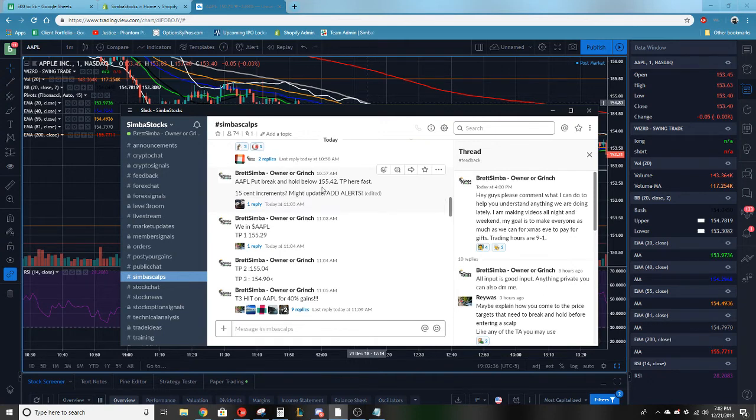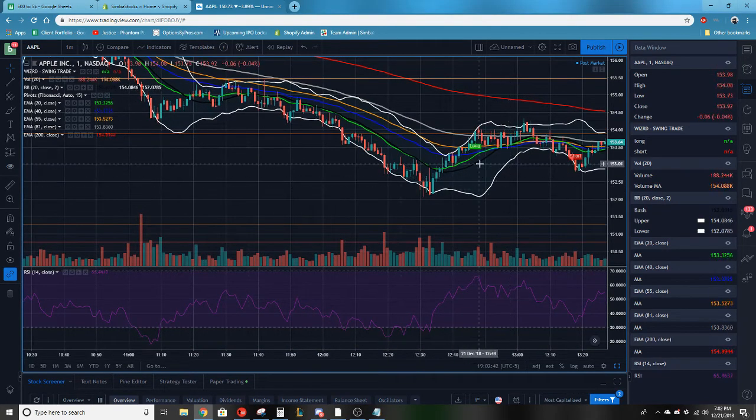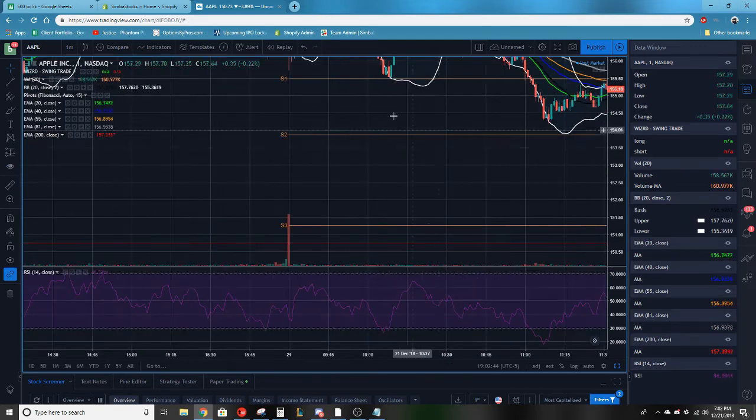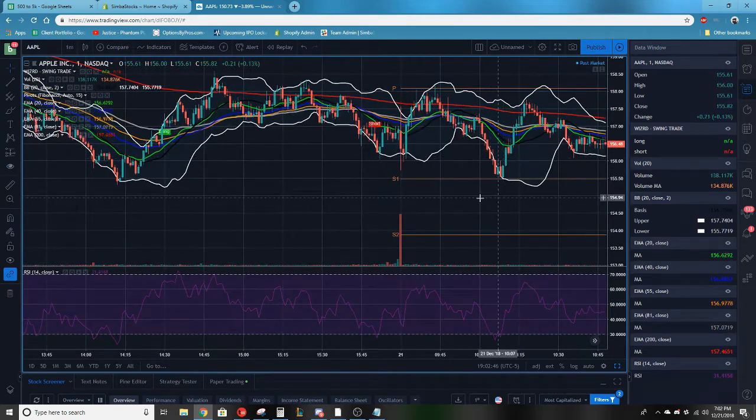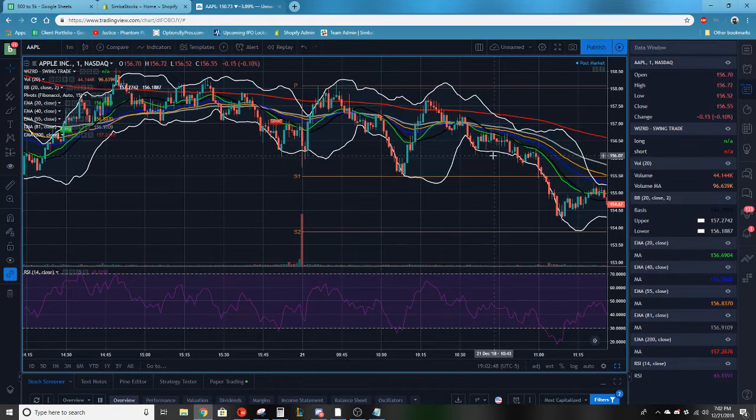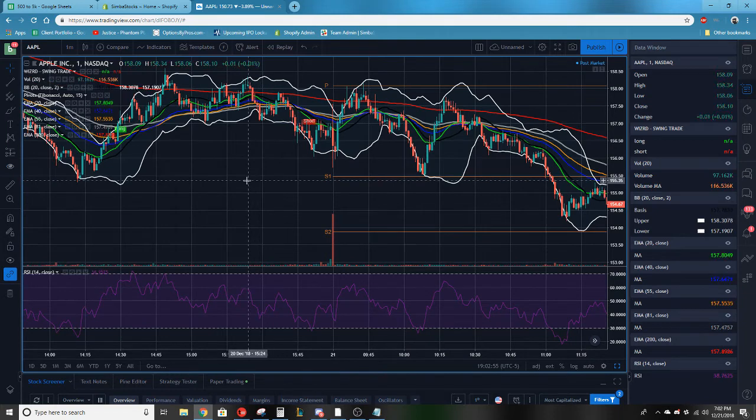Okay. So break and hold below. Now most of these are puts. I mean, it's a bear market. It's just what we've been doing. So at 10:57, I said break and hold 155.42. So why did I say that? Well, if we look back, all the way back here to the end of day yesterday, it was right at that level, which you can see the price line on the right, 155.42, right before it wicked down.